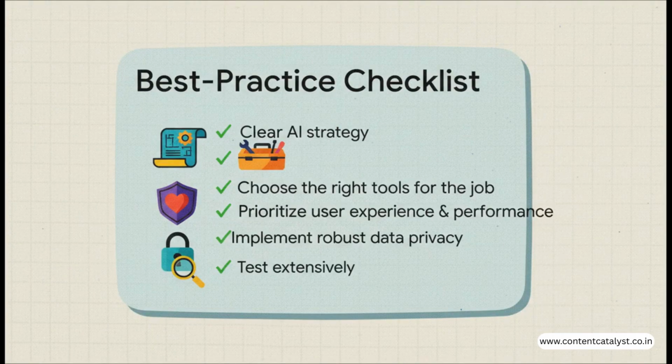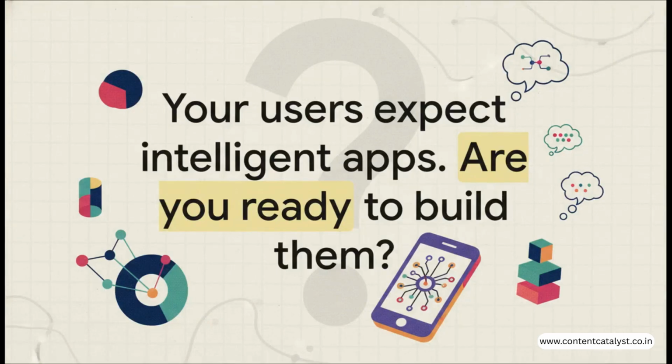So instead, let's focus on this checklist. This is your game plan. This is how you create AI-powered apps that aren't just smart, but are actually useful, fast, and a genuine joy to use. And it all starts with having a clear strategy that puts your user at the very center of everything you do.